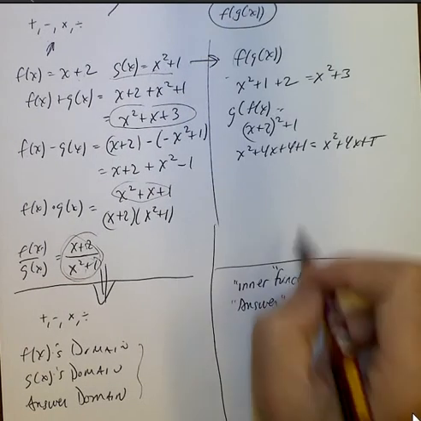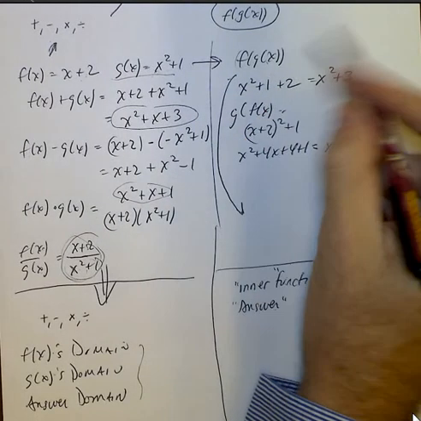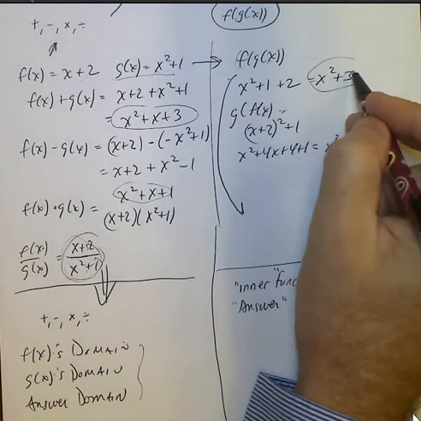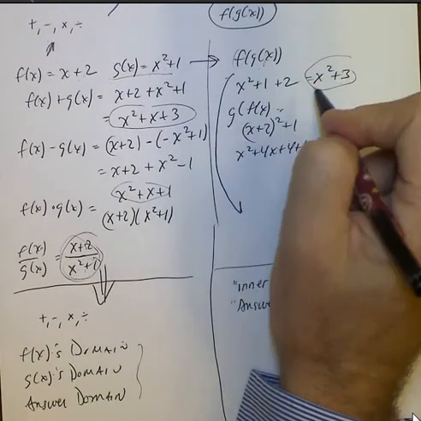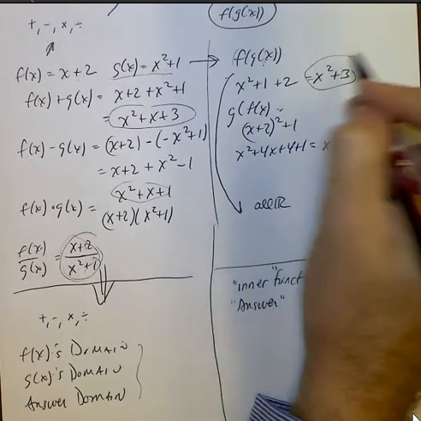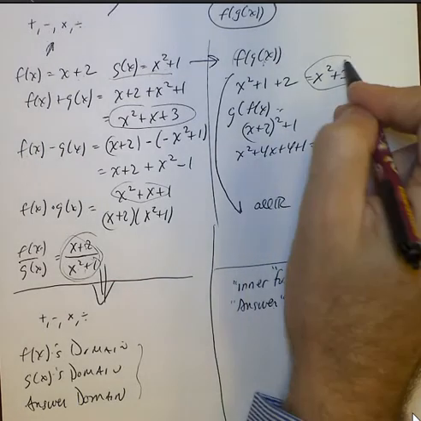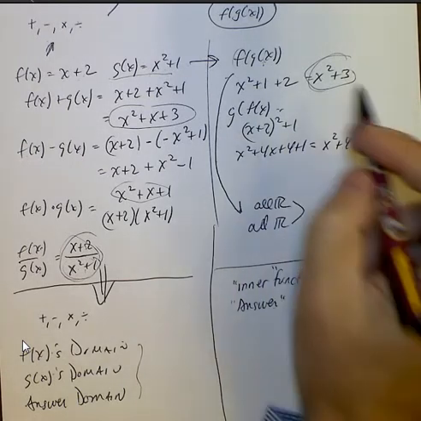So let's go back to this first one. If I said, what's the domain of my answer, my true final domain? Well, the inner function is g of x. The domain of g of x is all reals. And the domain of my answer is all reals. So my final answer domain for f of g of x is also all reals.